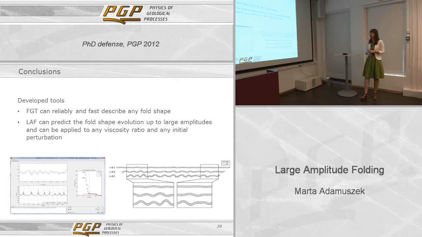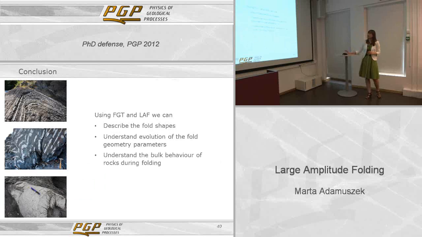So to conclude, during my PhD, I developed a tool, the fold geometry toolbox, that can reliably describe any fold shape. I also developed LAF, the theoretical model that can predict the fold shape evolution up to large amplitudes. This model is not restricted to any viscosity ratio or any perturbation type. And using FGT and LAF, I could describe the fold shape, understand the evolution of the fold geometry parameters, and also understand the bulk behavior of rocks during folding.